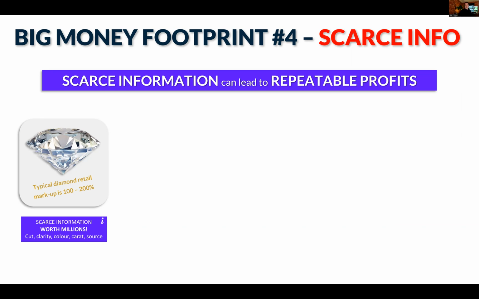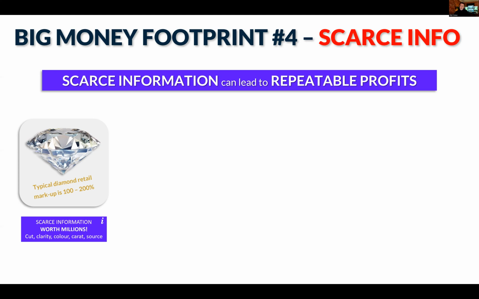So think of the diamond dealer. Now, a diamond dealer typically makes a 100 to 200% markup on the diamond. Why? Well, they've been to diamond school. They have scarce information. The scarce information that a diamond dealer has is they know more about the cut, the clarity, the color, the carat, the source of the diamond in such a way that they have an advantage over us, the retail punter. Makes sense. That's how they make their business. And they're able to make a clip on the basis of that scarce information. And they can do it over and over and over again.